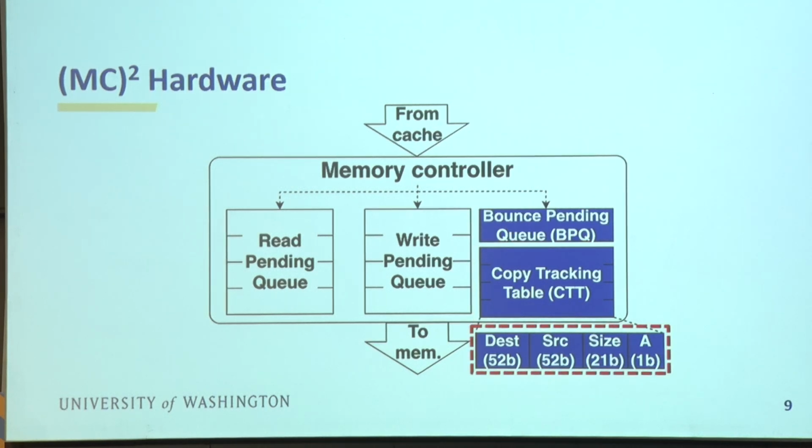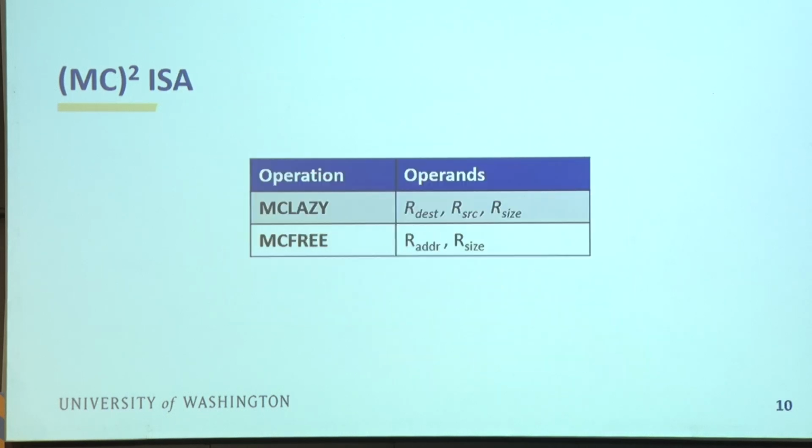We also maintain a bounce pending queue that temporarily holds writes to source buffers for consistency. The importance of the bounce pending queue is explained in the paper. We won't get into too much detail here.